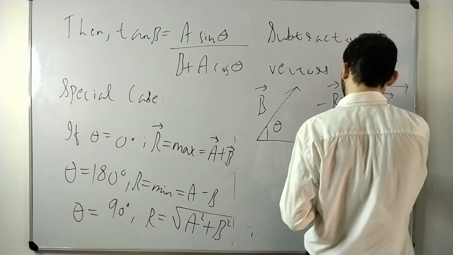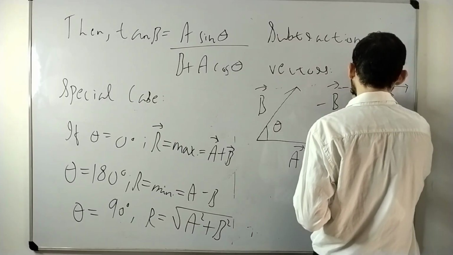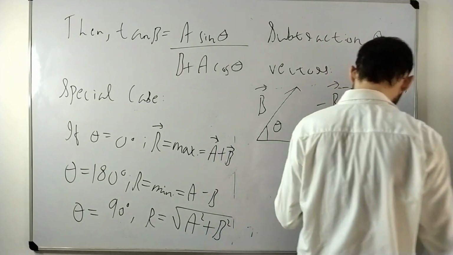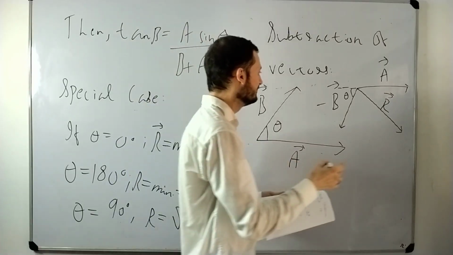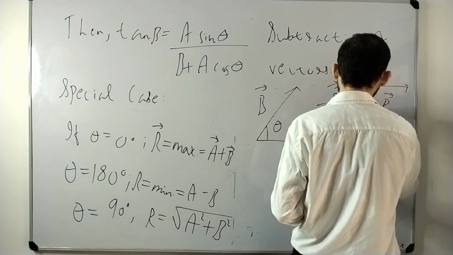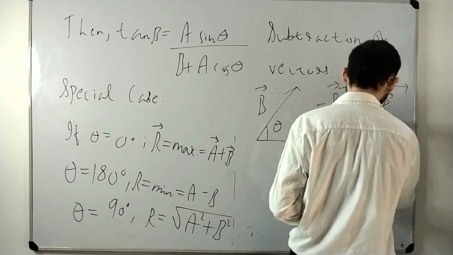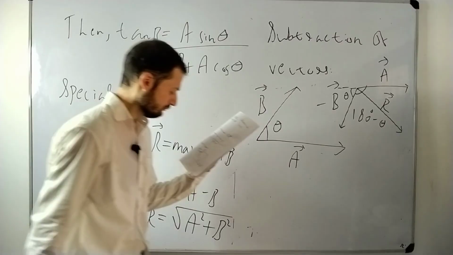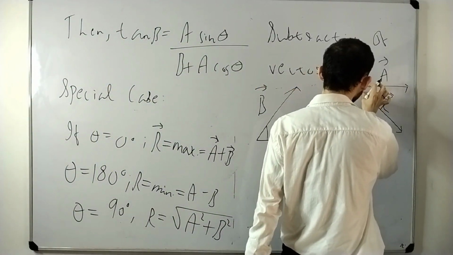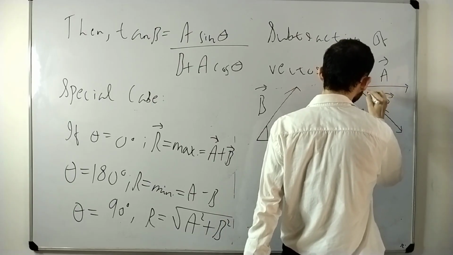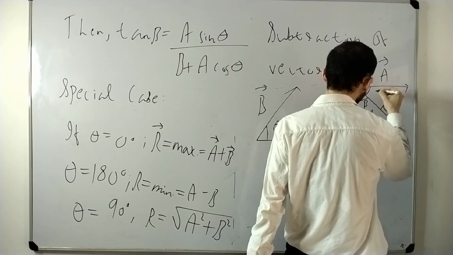And where is the angle? Angle remains the same, theta. Angle does not change. But again the symmetry law of physics: 180 degree minus theta. And alpha beta, sir? So beta is here, students, and alpha is here.